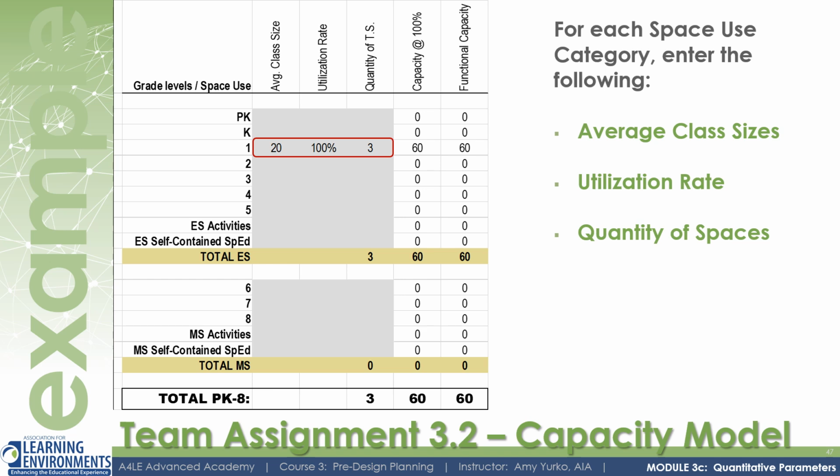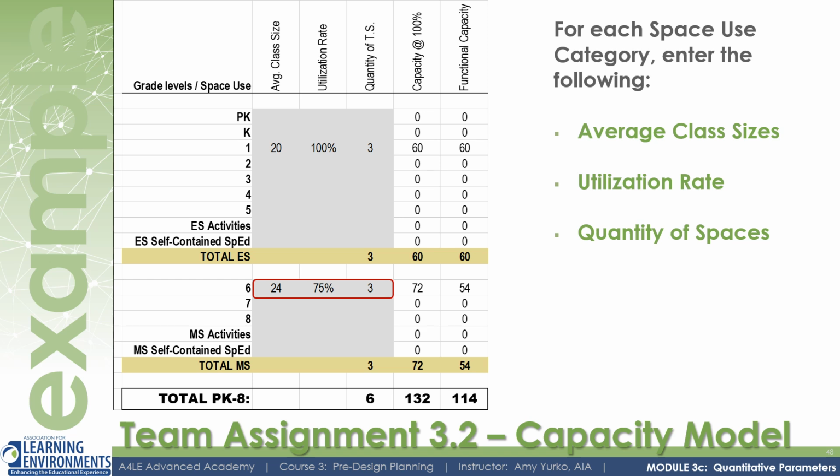For example, if we enter in first grade 20 students at a utilization of 100%, and we say we need 3 of those, the capacity calculates out to being 60 students that can be accommodated in those 3 classes.